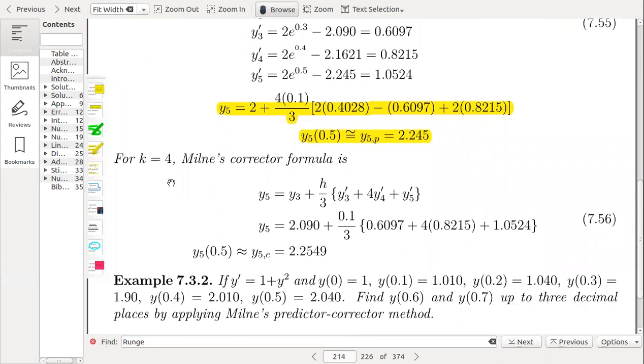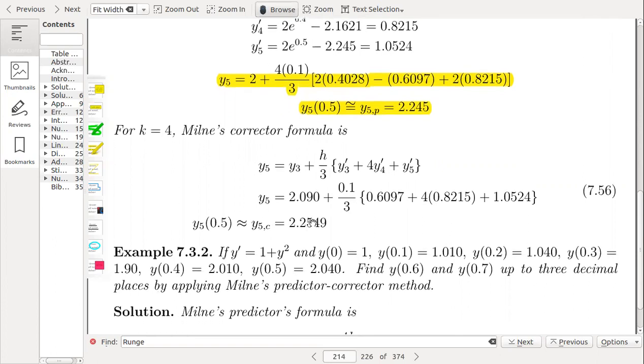So for k is equal to 4, Milne's corrector formula can be written as y5 is equal to y3 plus h by 3, y3 prime plus 4 y4 prime plus y5 prime, and this value is 2.2549. So you can make a quick comparison between these predicted values and the corrected value. There is not much difference, but still we believe that this corrected value is more accurate than the predicted value.